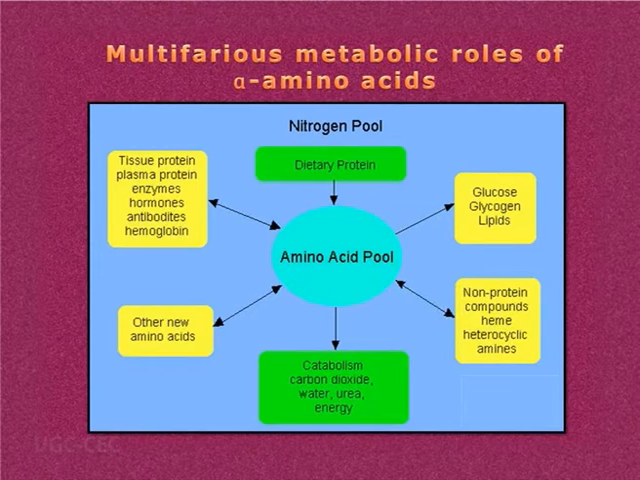Now amino acids, as we can see in this diagram, not only serve as protein monomeric units, they have multifarious roles. They also serve as energy metabolites and in the synthesis of various important biomolecules like tissue protein, plasma protein, different antibodies, hemoglobin, glucose, glycogen, lipids, non-protein compounds like heme, heterocyclic amines, etc.